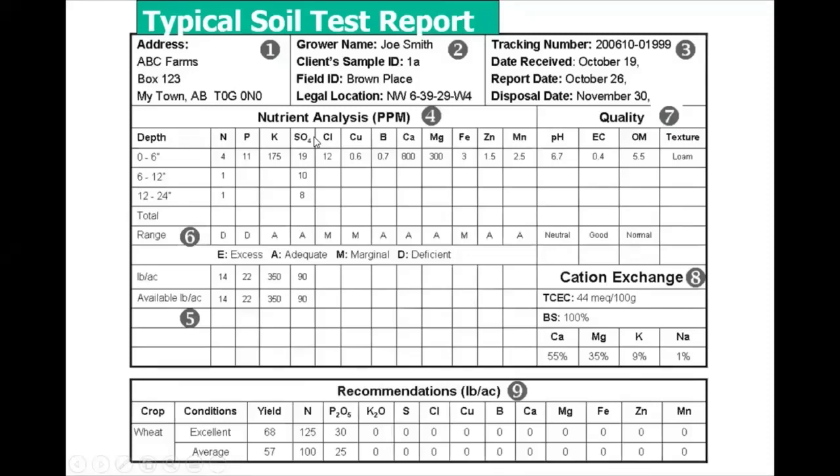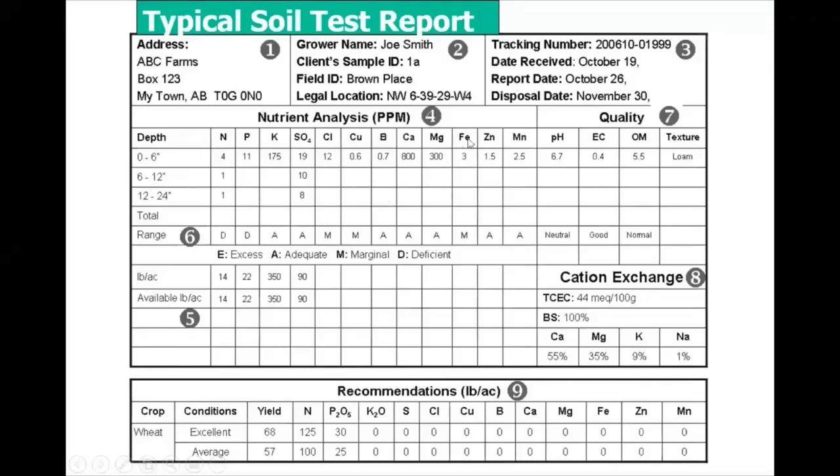So this is just a generalized soil test report we put together a number of years ago just to explain soil test reports. The first information up in here is really grower information: the address of the farm, the field name, the legal land location, and when the samples were taken. Just make sure that information is correct.